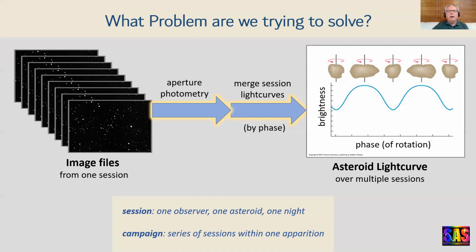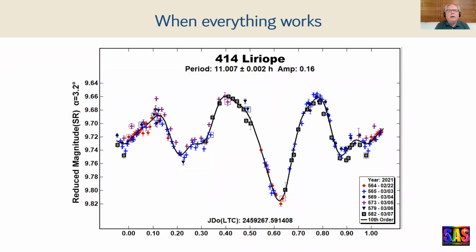When everything works, the light curve can look like this. This is a recently taken light curve for my program. And you can see that it has a complex shape and a very precisely determined period. The reason you can get such a precisely determined period is that you're taking data over several weeks. And if you don't lose count of the cycles, you get to divide the time uncertainty by the number of cycles to give a very precisely determined period.